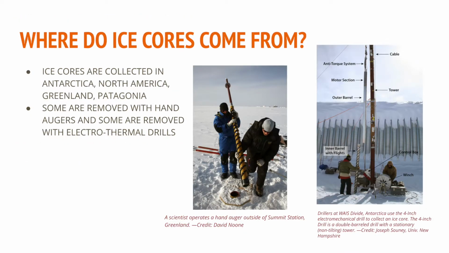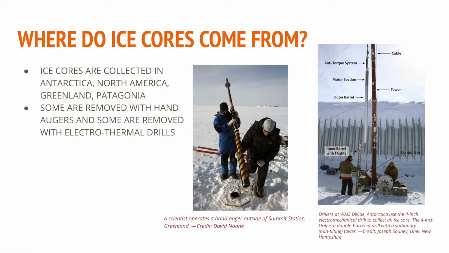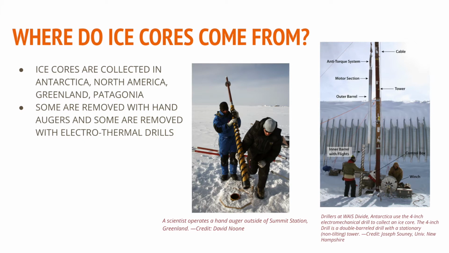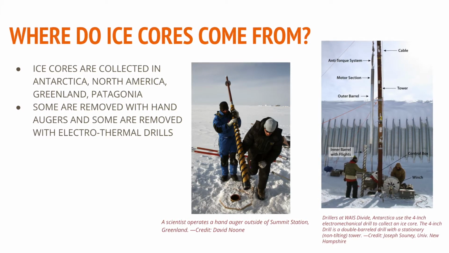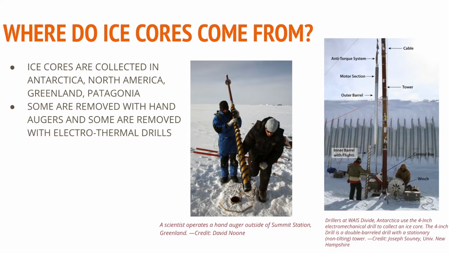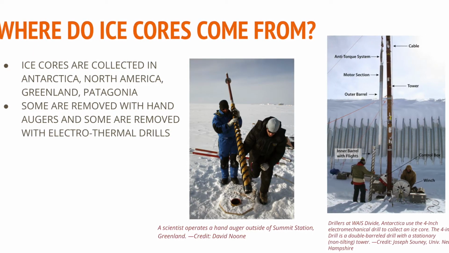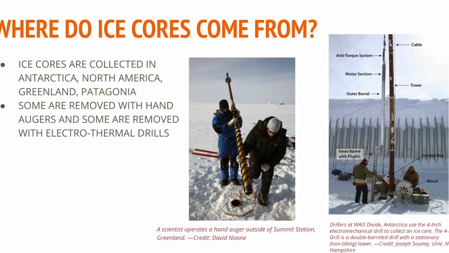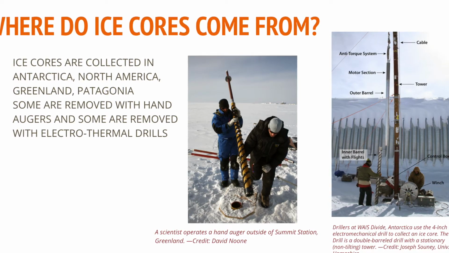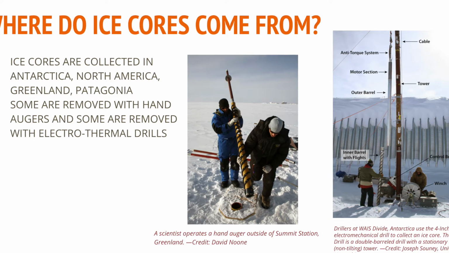So where do ice cores come from? Ice cores are collected in Antarctica, North America, Greenland, and Patagonia. They can be drilled anywhere in a glacier or on an ice sheet on any continent in the world. So if you think of mountains that have snow on top of them all year round, sometimes ice cores will be pulled from there. Some are removed with hand augers, which is that picture on the left, and some are removed with electrothermal drills, which is that picture on the right. The oldest continuous ice core records go back to 130,000 years ago in Greenland and 800,000 years ago in Antarctica.